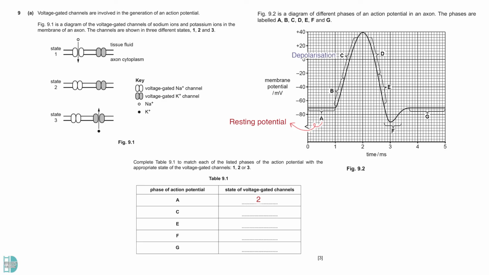C is when depolarization occurs, hence an increase of membrane potential. The sodium ion channel opens at this time, so it is 1. E is repolarization and F is hyperpolarization. Both occur due to the movement of potassium ions out of the axon, so it is 3 when potassium ion channels open. G is when the resting potential is restored. So we go back to 2, just like in A.